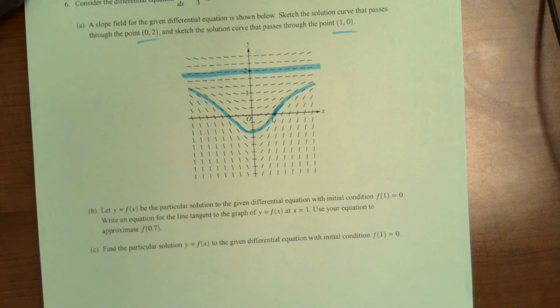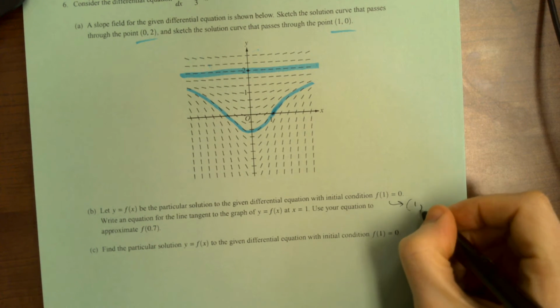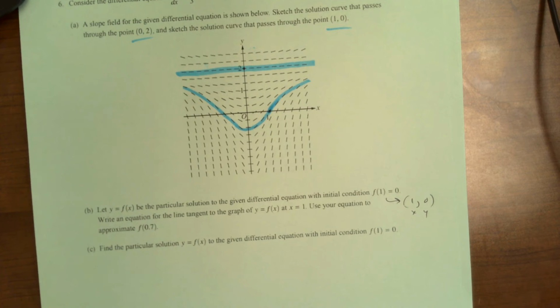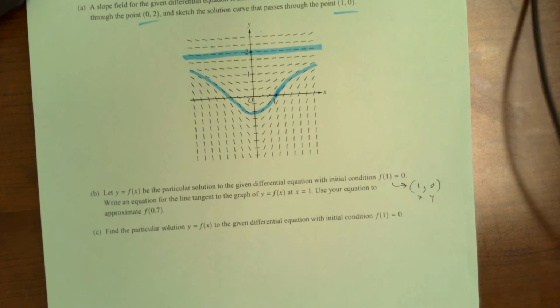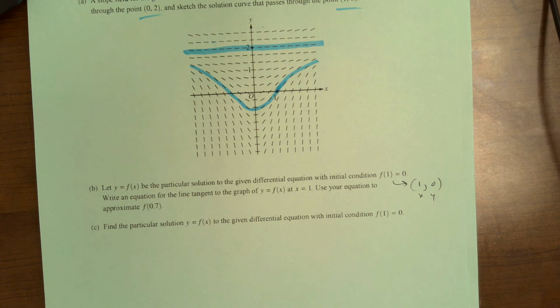Now, let y equals f of x be the particular solution to the given differential equation with the initial condition f of 1 equals 0. All right, so here they're telling you that 1, 0 is a point on the original y equals f of x. Write an equation for the tangent line to the graph y equals f of x at x equals 1. Use your equation to approximate f of 0.7.